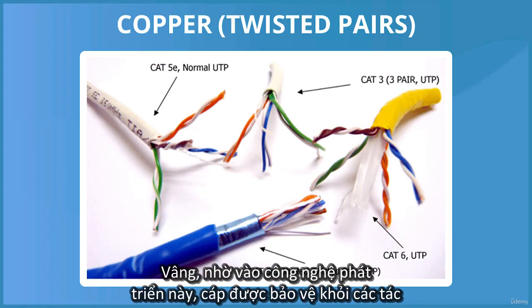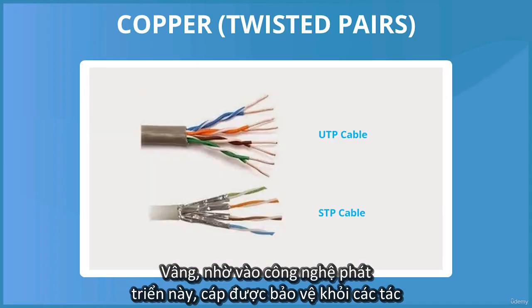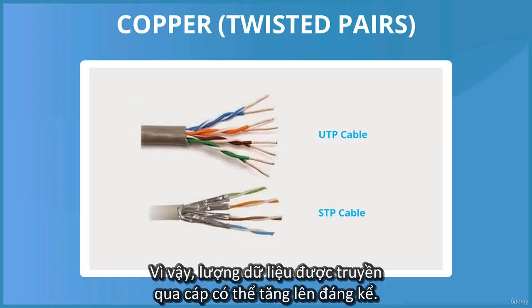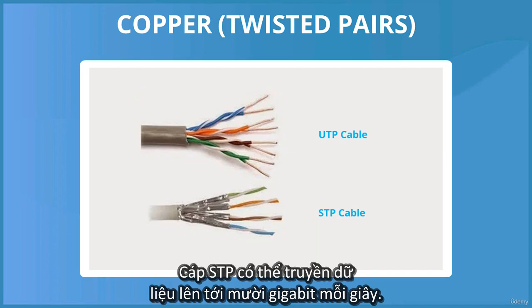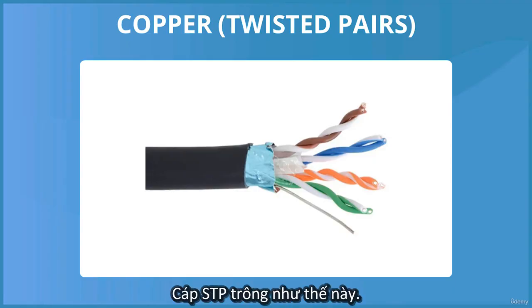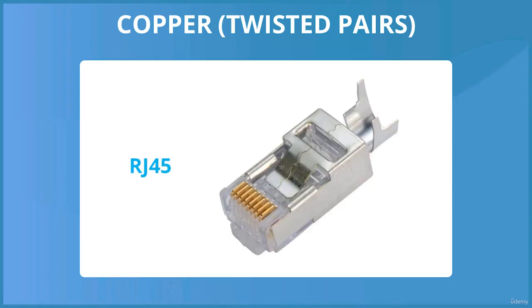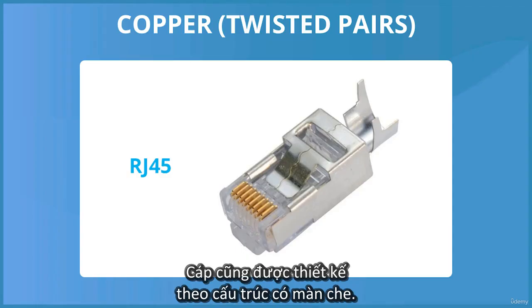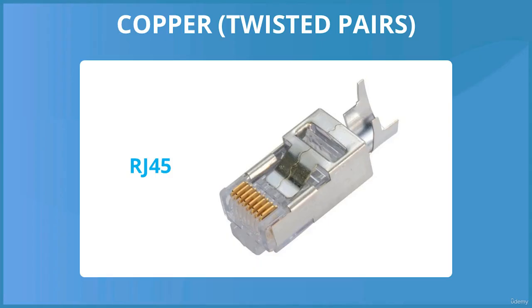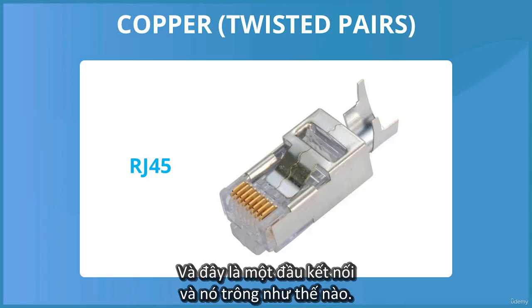Thanks to this developed technology, the cable is protected from external magnetic effects and any other external interference. So the amount of data carried over the cable can be increased significantly. It's thanks to these features that STP cables can carry data up to 10 gigabits per second. So an STP cable looks like this. The RJ45 connector used to terminate the STP cable is also designed in accordance with the shielded structure. And here's the connector and what it looks like.